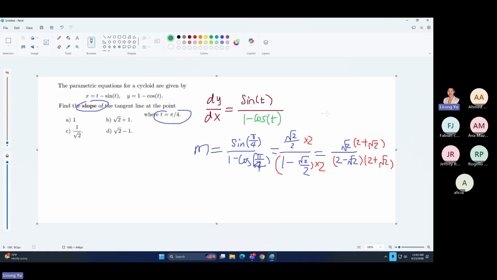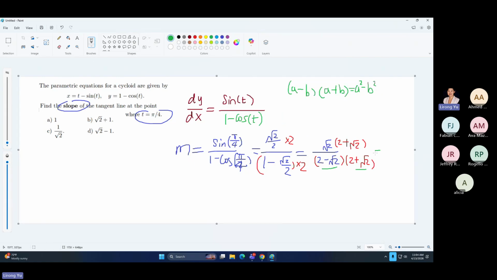All right, the purpose of the conjugate is that after this multiplication, notice that a minus b multiplied by a plus b is equal to a squared minus b squared. That's a formula. The square will get rid of the root. So it's going to be 2 squared minus root 2 squared, so that's 4 minus 2. So the denominator is simplified.